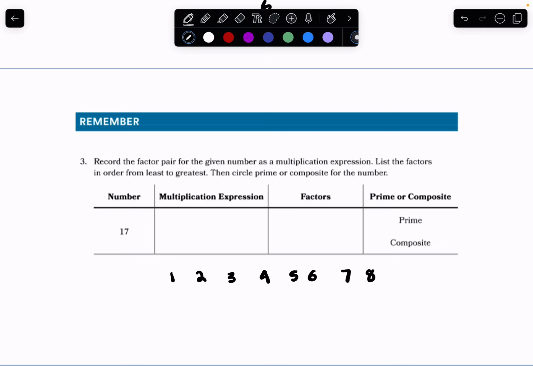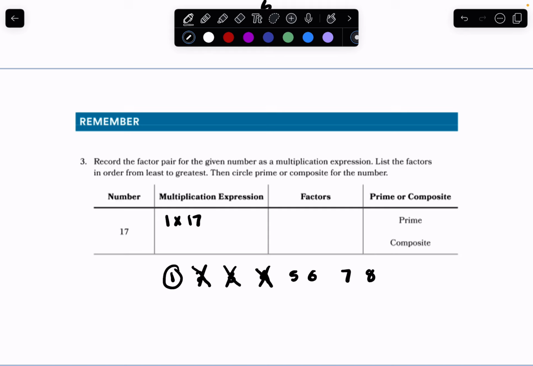So 1 always works. We can use 1. 1 times 17 is going to be a good factor. Now we think about 2. Will 2 work? In order for 2 to work, we have to have an even number, so 2 won't work. Now let's think about 3. If we counted by 3s, 3, 6, 9, 12, 15, 18. It would be 15 or 18, so 3 doesn't work. Same thing with 4. 4 times 4 is 16, and 4 times 5 is 20, so we can't get 17 with 4.